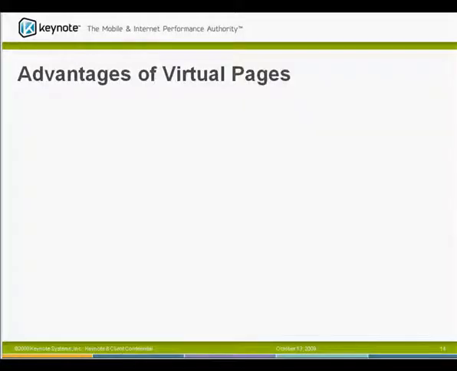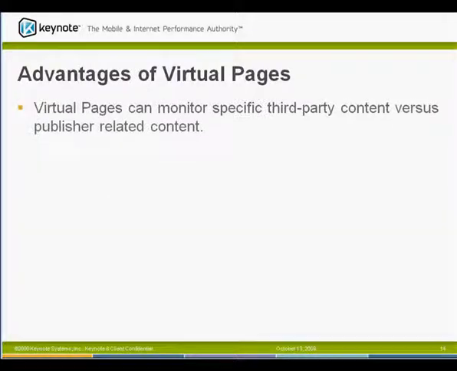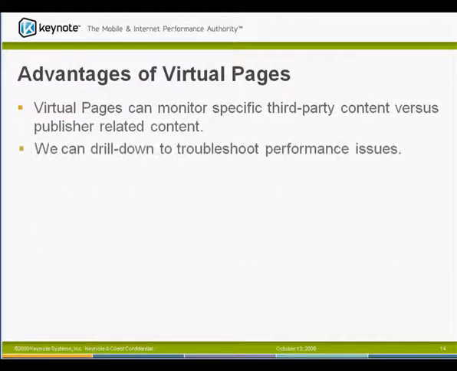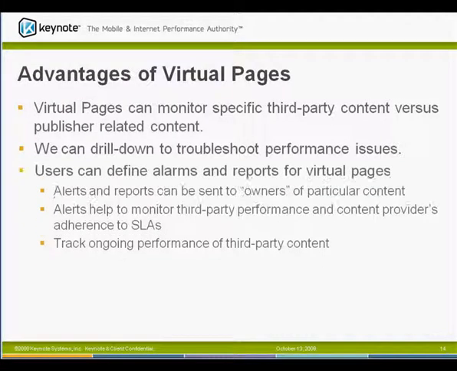So what we just walked through within Keynote was an example of how virtual pages can be applied to monitor specific third-party content versus publisher-related content, and also drill down and troubleshoot performance issues when they occur. You can actually get down to the element level to determine if a particular page element is causing slowness on your site, or if it's causing availability issues because content is not being returned from either your own servers or a third-party provider.